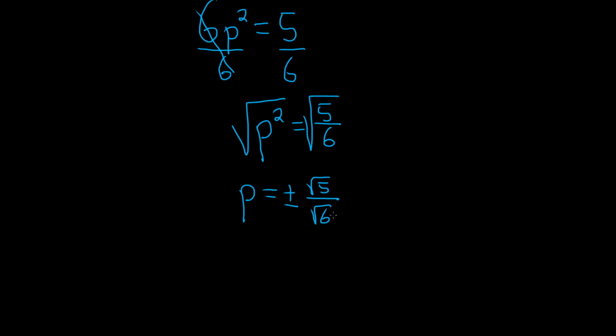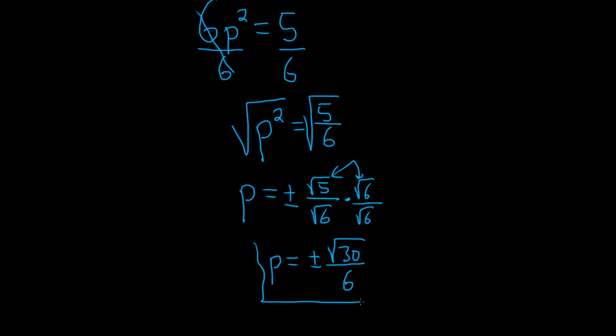So most of the time, people don't like it when their answers have square roots on the bottom. So what you can do is you can rationalize. You can multiply this by the square root of 6 over the square root of 6. You're basically multiplying by 1 in a really clever way. So p is equal to plus or minus, let's see, in the numerator, we can just multiply the 5 and the 6. 5 times 6 is 30, so we have the square root of 30. And then in the denominator, the square root of 6 times the square root of 6 is going to be equal to 6. And that is the final answer.